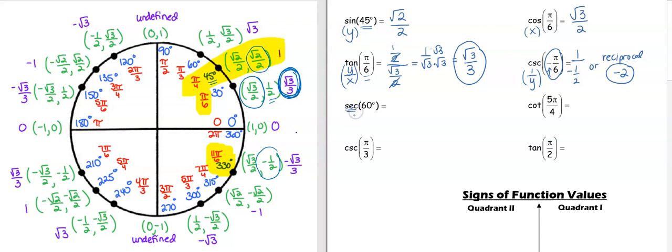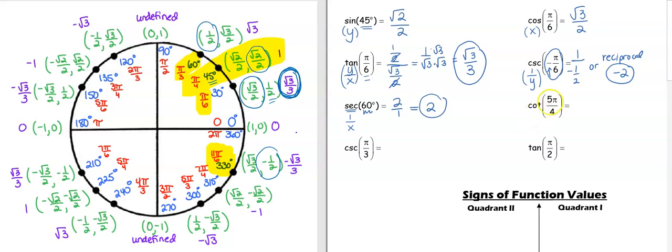Now we want the secant. Again, the secant is the reciprocal of cosine, or 1 over x. And this time we're looking at 60 degrees. So we're going back to our unit circle. I find 60 degrees right here. And I am looking at my cosine, which is the x coordinate, and I want the reciprocal of that. The reciprocal of 1 over 2 is 2 over 1, which is just 2.